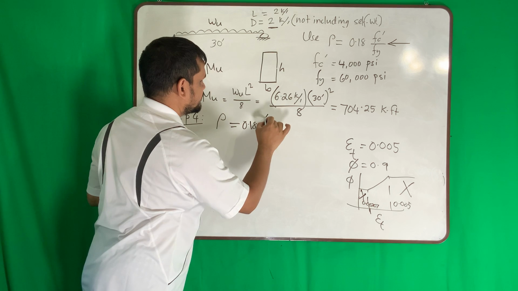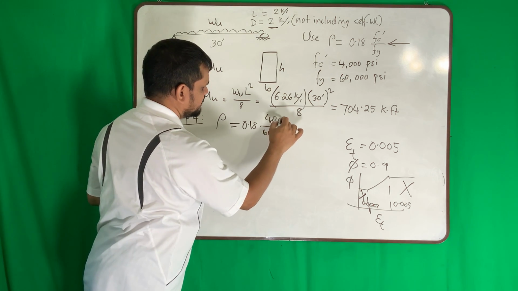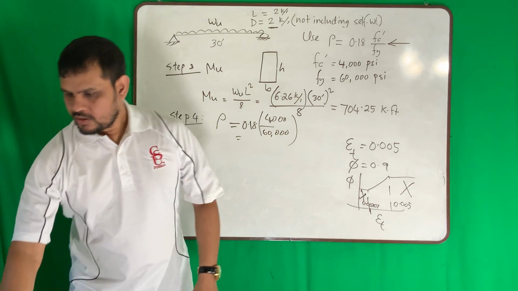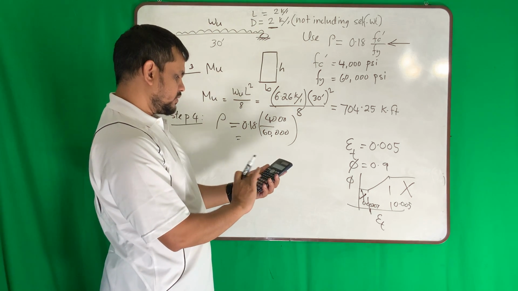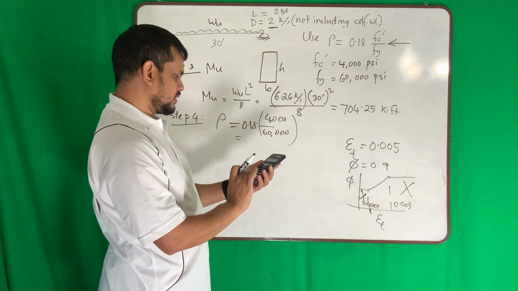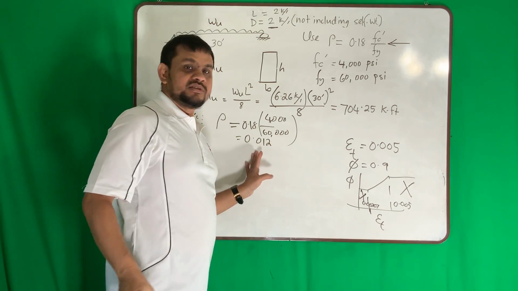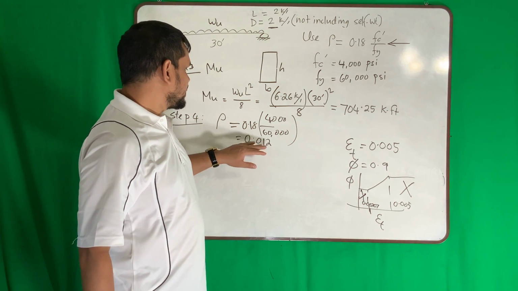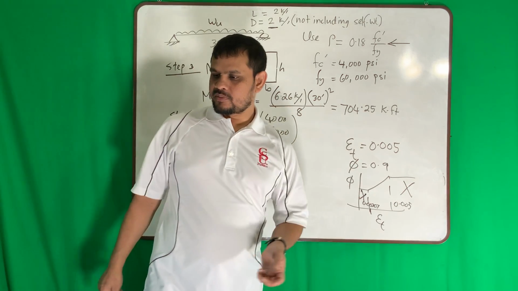Yes, we'll check it. 0.18, if f prime c is 4, and if fy is 60, you can write 4,000 and 60,000. Okay, where's my calculator? 4 over 16... 0.18. I got 0.012. Now, is it good? Is this reinforcement ratio good to maintain the ductility? We should check it from the book.